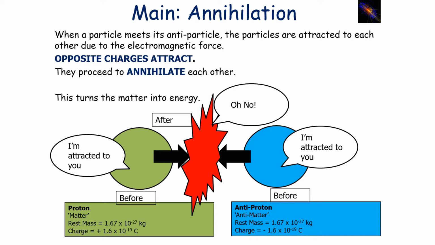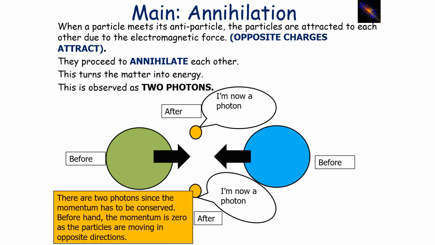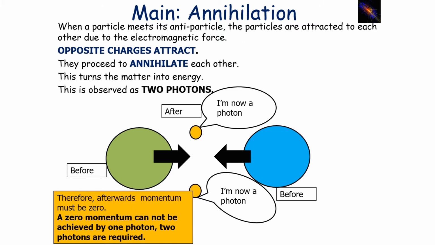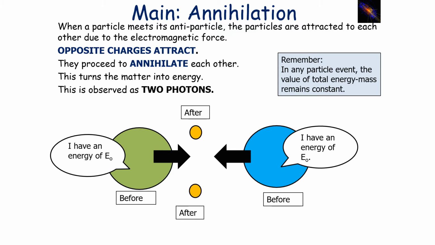So they'll turn all their matter into energy. This is observed as two photons. Now, there are two photons since the momentum has to be conserved. Beforehand the momentum is zero, afterwards the momentum has to be zero, which happens because the two particles are moving in opposite directions. So a zero momentum can't be achieved with only one photon, you need two. Now the total energy afterwards must be 2hf, because each photon has an energy of hf, so we can therefore say that the energy of each particle is E0.